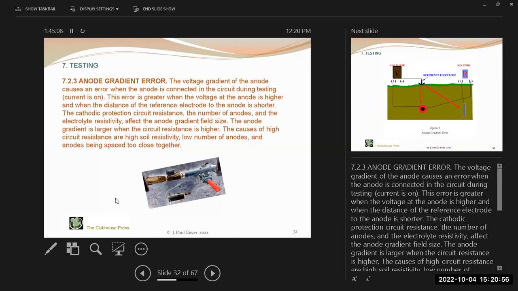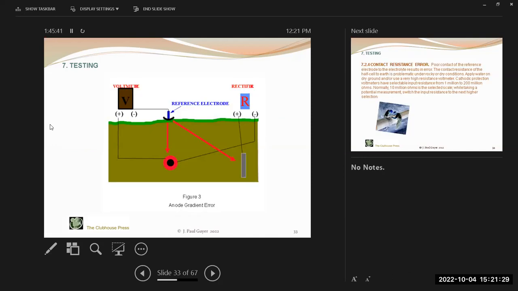The cathodic protection circuit resistance, the number of anodes, and the electrolyte resistivity affect the anode gradient field size. The anode gradient is larger when the circuit resistance is higher. The causes of high circuit resistance are high soil resistivity, low number of anodes, and anodes being spaced too close together. Figure 3 indicates an anode gradient error.